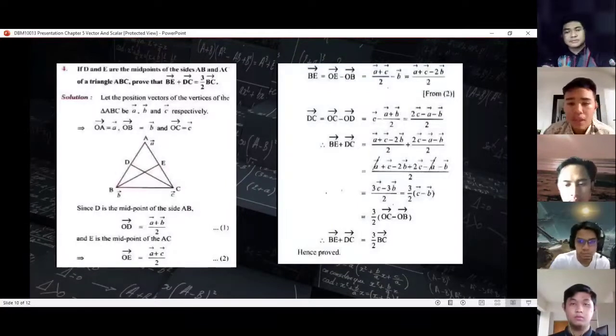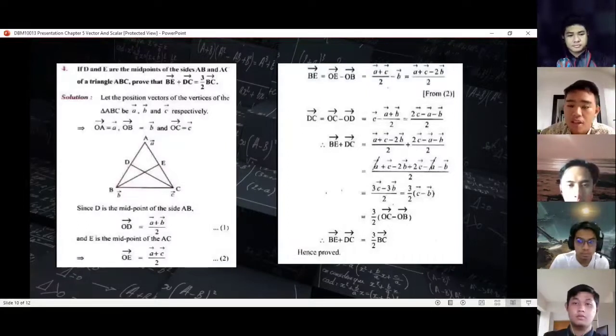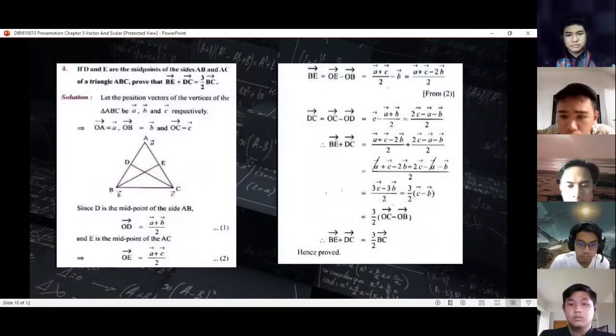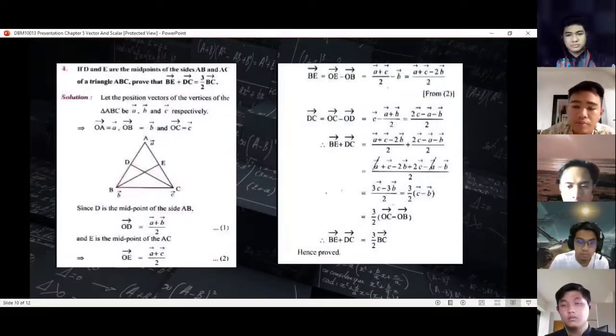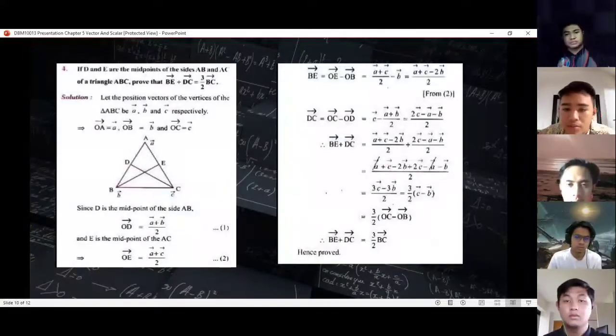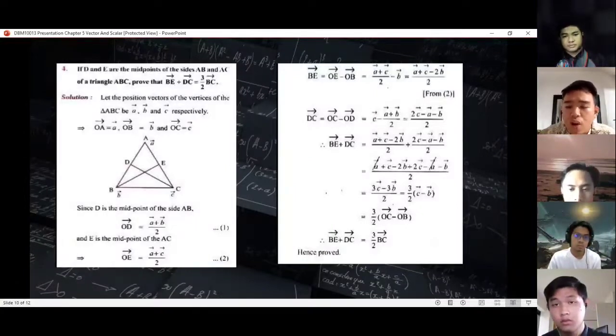Right, we move on with this. BE equals OE minus OB, which equals (A plus C) over 2 minus B, equals (A plus C minus 2B) over 2. Next, DC equals OC minus OD, which equals C minus (A plus B) over 2, equals (2C minus A minus B) over 2.